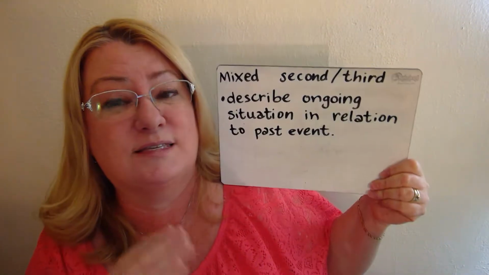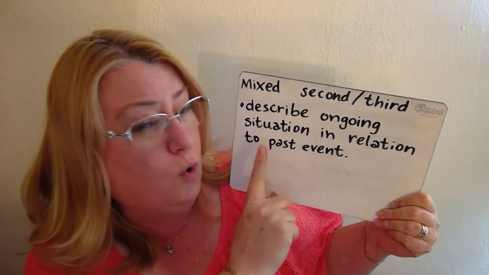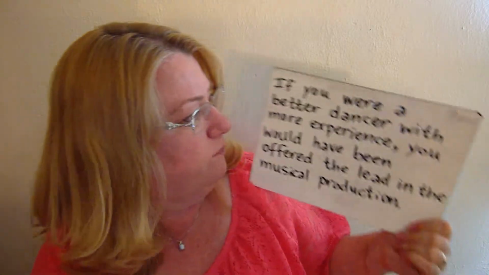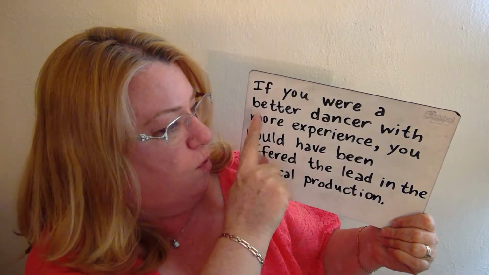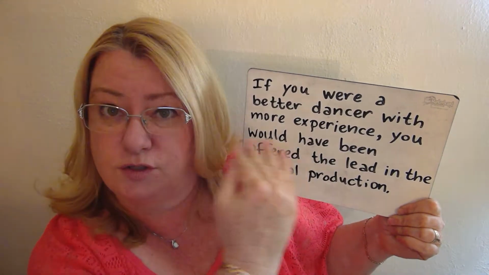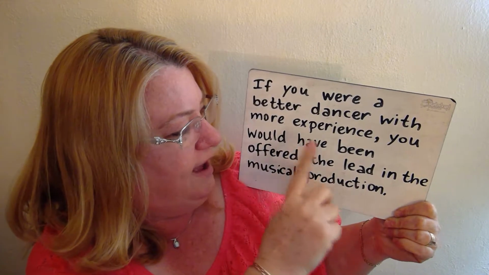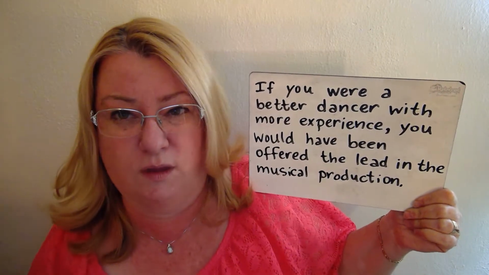Now let's look at what happens when we have the second mixed with the third. This is going to describe an ongoing situation in relation to a past event. So here's an example. It's a big long sentence. If you were a better dancer with more experience, so there's your second condition right there. Here's your third. You would have been offered the lead in the musical production.